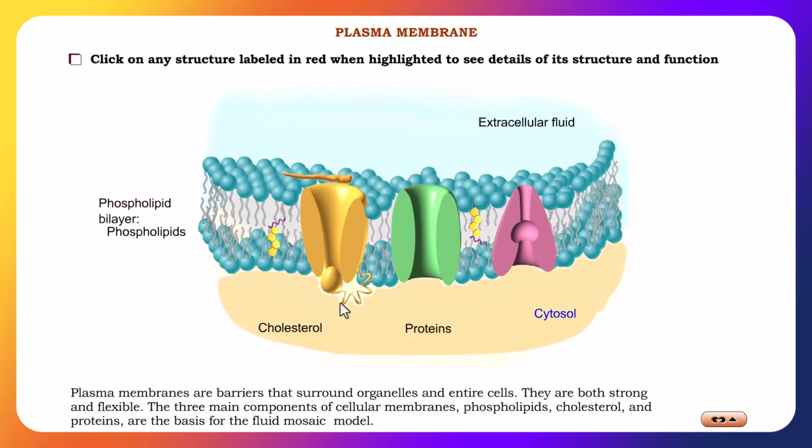The three main components of the cell membrane are the phospholipids, cholesterol, and proteins that make up the basis of the fluid mosaic model of the cell membrane. And the fluid mosaic model means simply that the cell membrane is not rigid. It is kind of always in motion, in a wavy movement. Let's explore each one of these.